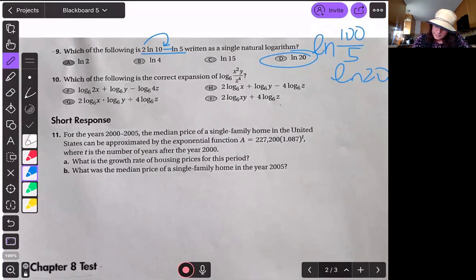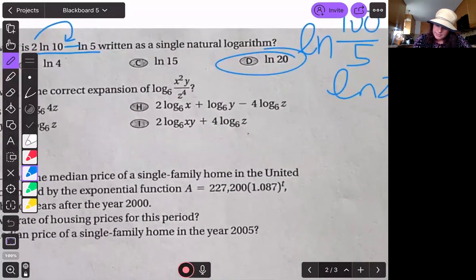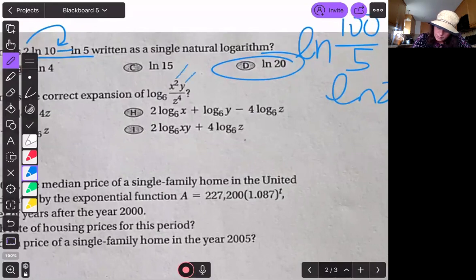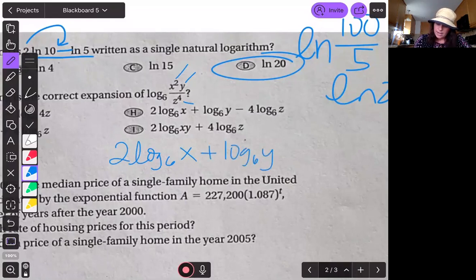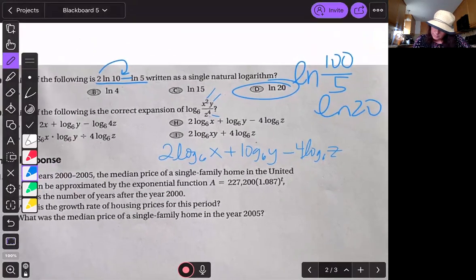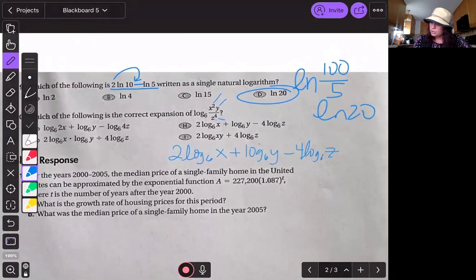All right, and then which of the following is the correct expansion? All right, so now we have 1, 2, 3 different things here, and they're all going to be log base 6. So I have log base 6 of x squared, 2 will move to the front. That's multiplied times y, so we're going to add log base 6 of y, and the z is on the bottom, so we subtract log base 6 of z and move the 4 to the front. So do any of those look like that? I think it's H. Yes, H looks exactly like it.